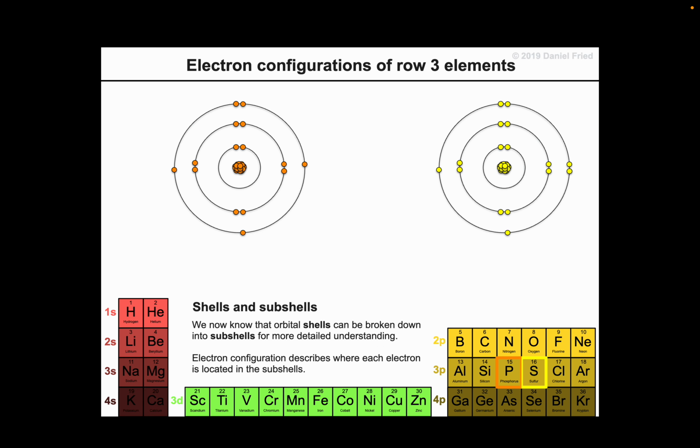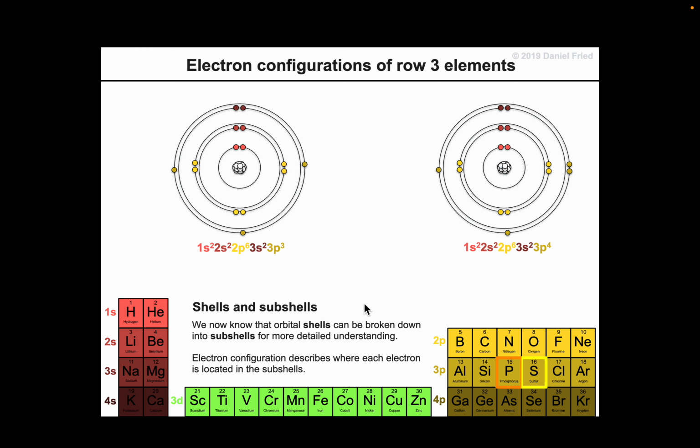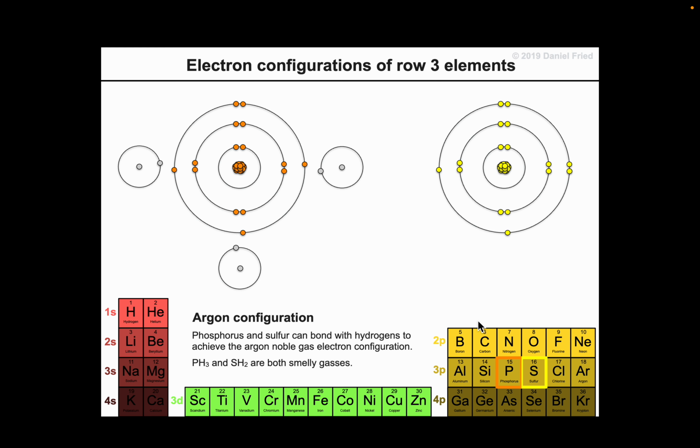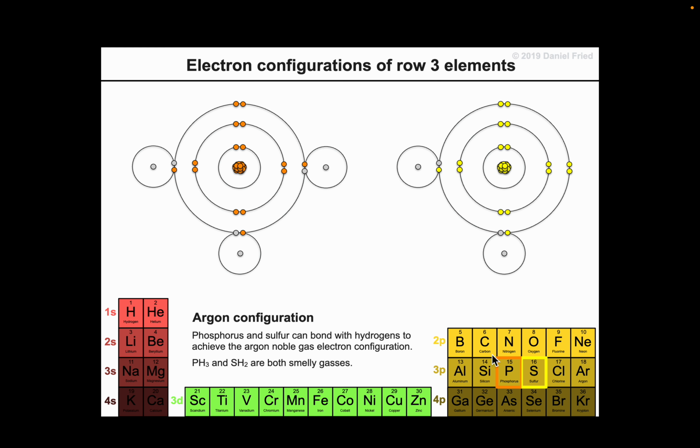Now time to look at the electron configuration from row 3 elements. I still hope you remember how to look at the electron configuration. So, phosphorus and sulfur: 1s2 2s2 2p6 3s2 3p3, and 1s2 2s2 2p6 3s2 3p4. This is simplified, argon configuration. These are known as PH3 and SO2, which I'm going to review the names of in a second.